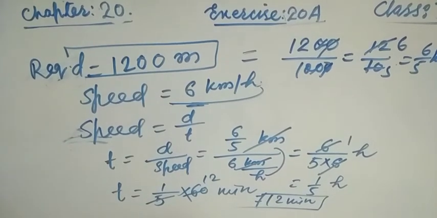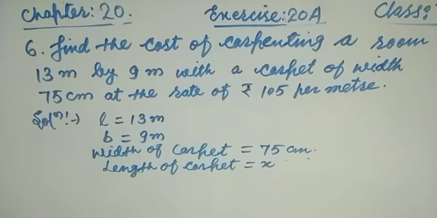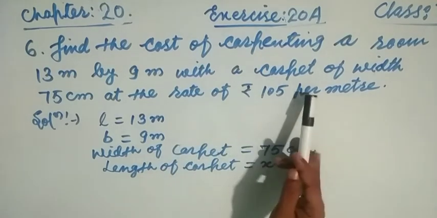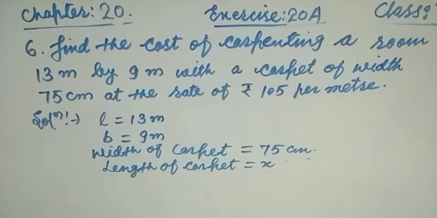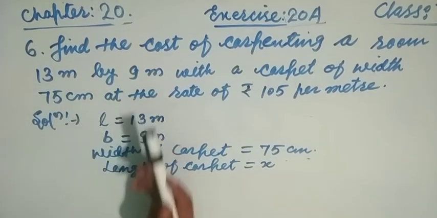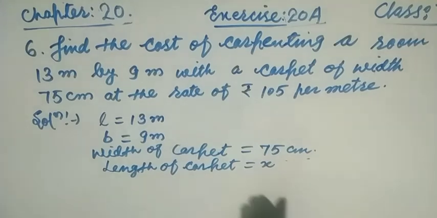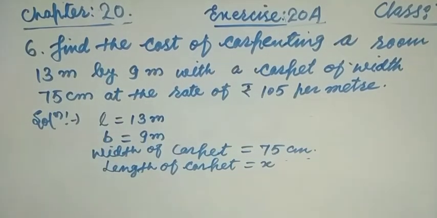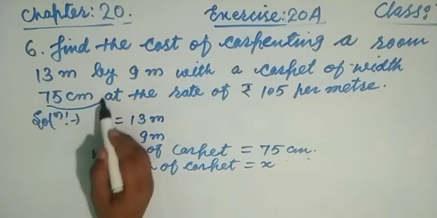12 minutes is the correct answer. Now see, friends, question number 6 says, find the cost of carpeting a room 13 meter by 9 meter with a carpet of width 75 centimeter at the rate of rupees 105 per meter. Means, friends, we have to spread the carpet on the room, and the room has dimensions 13 multiplied by 9 meter. Okay, so first we have to find out the area of the room, means area of the room floor. Now then, friends, the width of the carpet is given as 75 centimeter, but here the unit is different. First, friends, we have to change this centimeter in terms of meter.